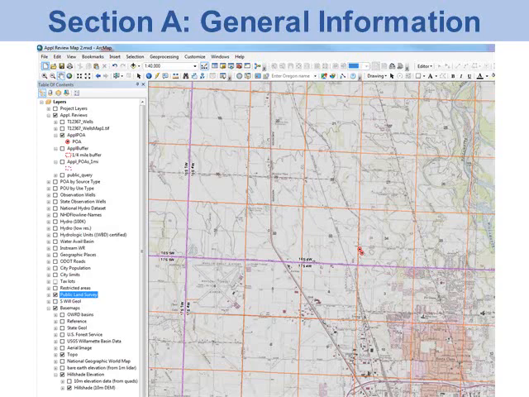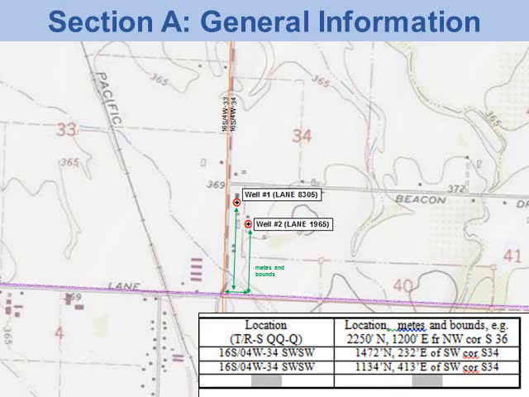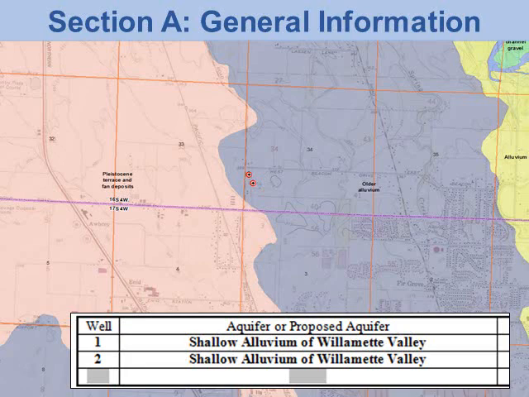So again, first thing that we'll do is plot the locations based on the metes and bounds that are provided in the application. It's again pretty important that care is taken in writing these down so we get the wells in the locations intended by the applicant. Once we have the wells plotted, we'll start to look at other data layers and what's around.